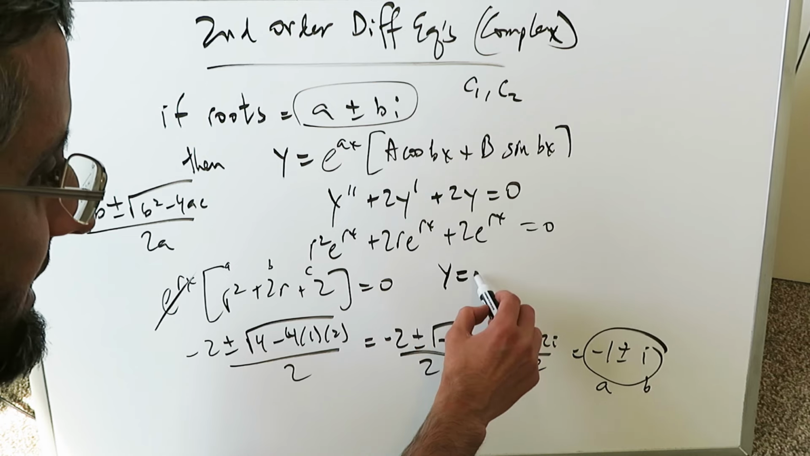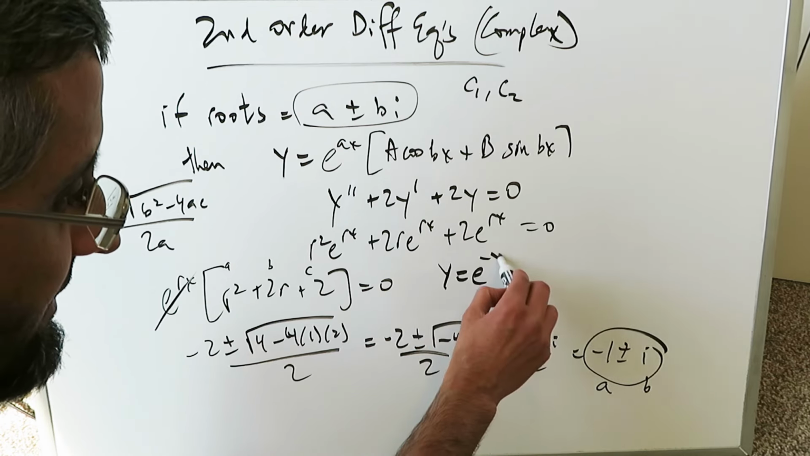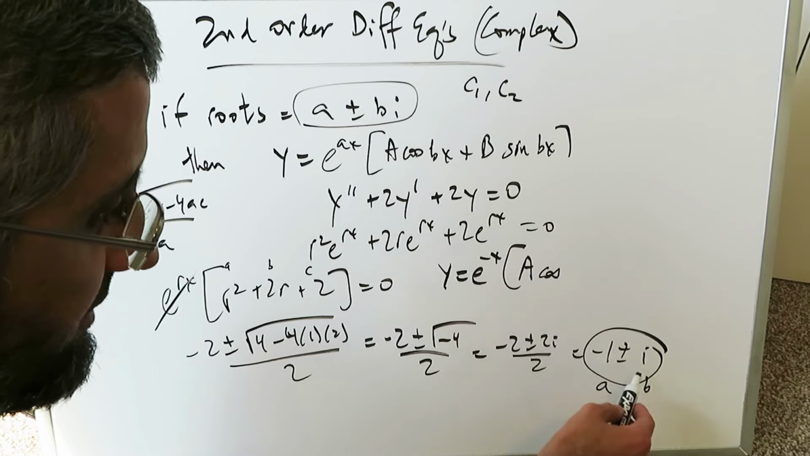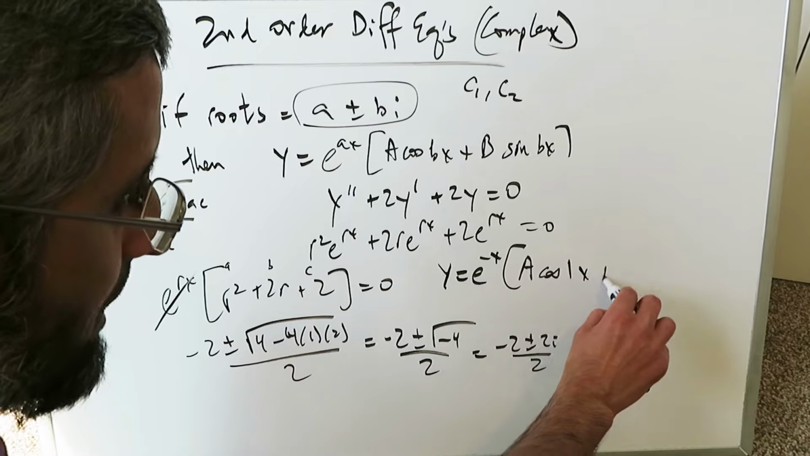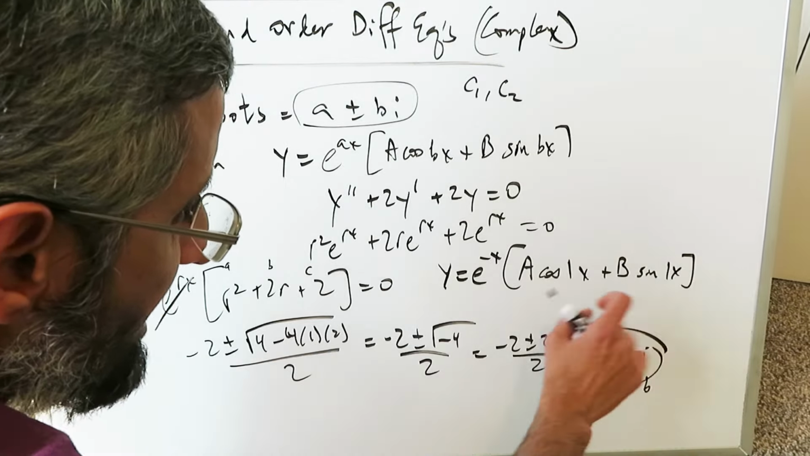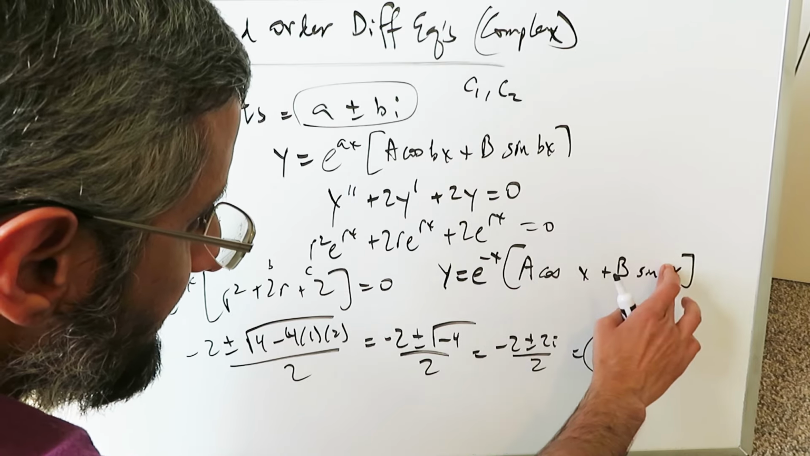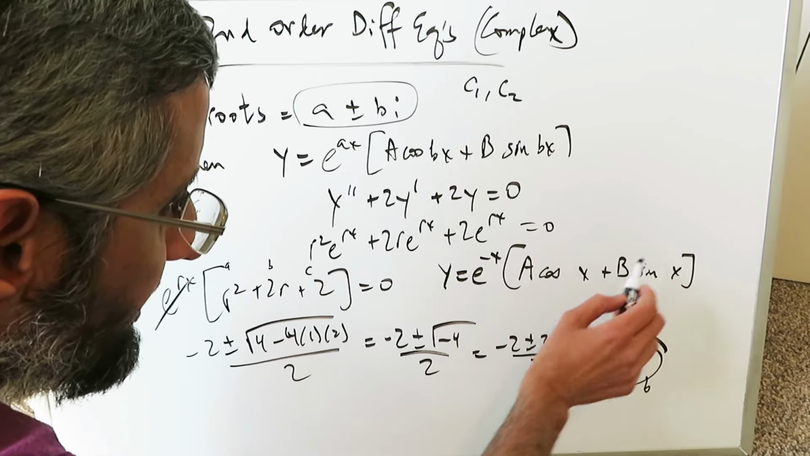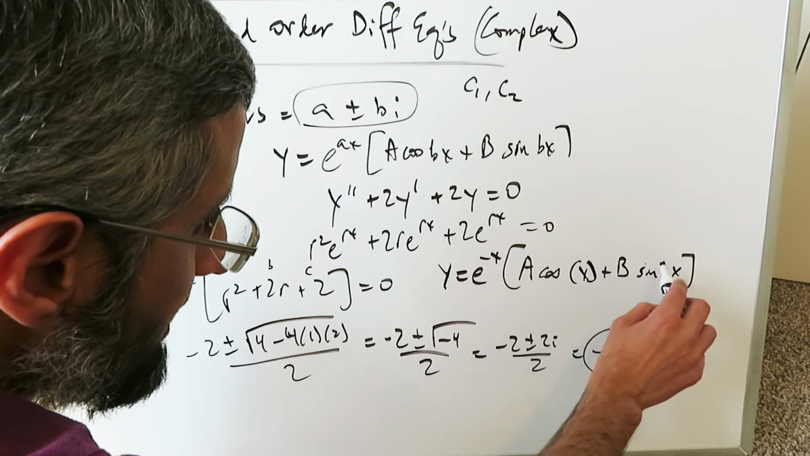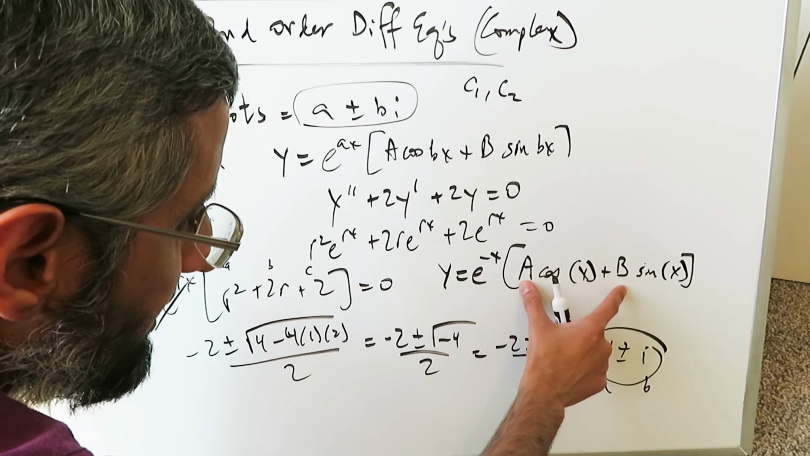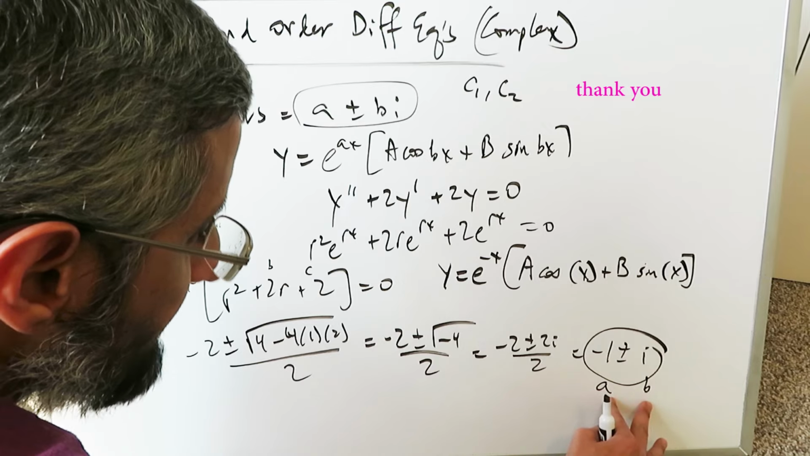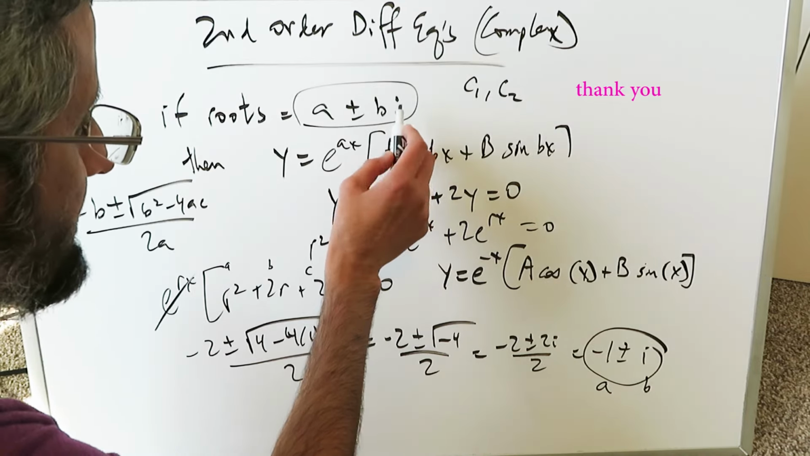Your solution is y is equal to e to the ax, which is e to the minus x. Then you have capital A, one of your constants, cosine bx, where b here is a 1, x, plus capital B, your other constant, sine bx. If you want to make it look better, get rid of these 1s because they're irrelevant. This right here is your final answer: y is equal to e to the minus x, parentheses, A cosine x plus B sine x. These two are my constants, and my minus 1 and my positive 1 are the lowercase a and b, which come from your complex conjugate solution.